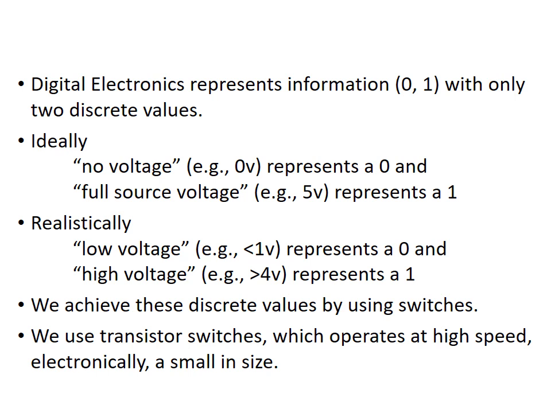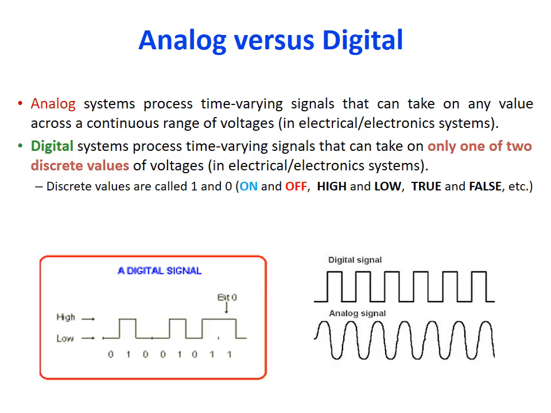Now, digital electronics represents information as 0 and 1, with only two discrete values. Ideally, no voltage, for example 0 volt, is represented as 0, and full source voltage, for example 5 volt, is represented as 1. Realistically, low voltage, for example less than 1 volt, is represented as 0, and high voltage, greater than 4 volt, is represented as 1. We achieve these discrete values by using switches. We use transistor switches, which operate at high speed electronically and are small in size.